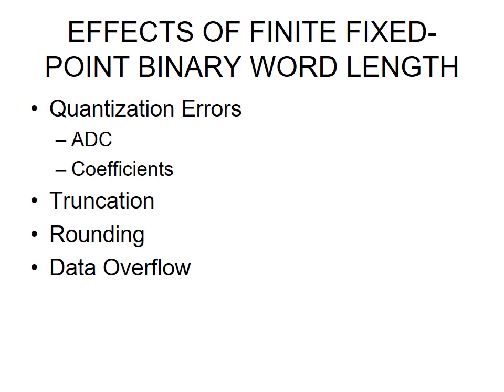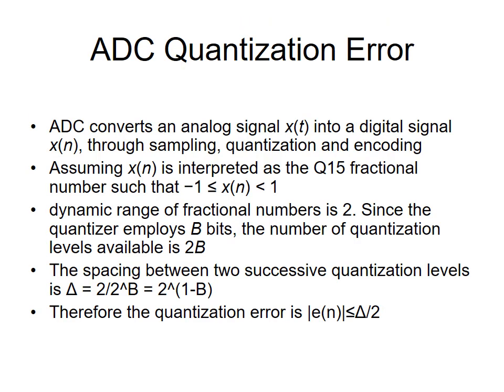Truncation is the process of discarding all the bits less significant than the least significant bit that is retained. Rounding is the process accomplished by choosing the rounded result closest to the original number. Next is the data overflow. Data overflow means that the fixed point level has been overflowed and it should be stored in the binary word length.